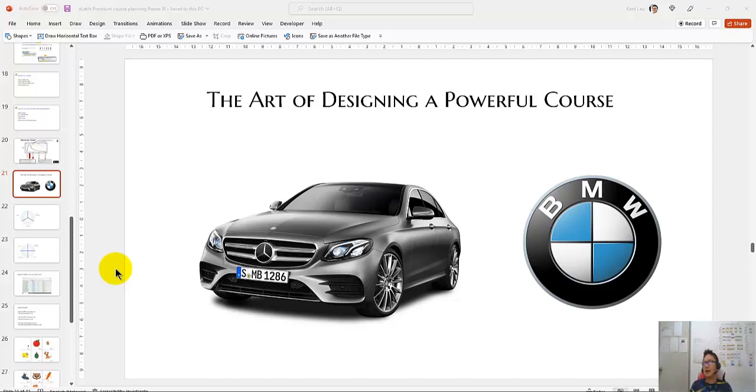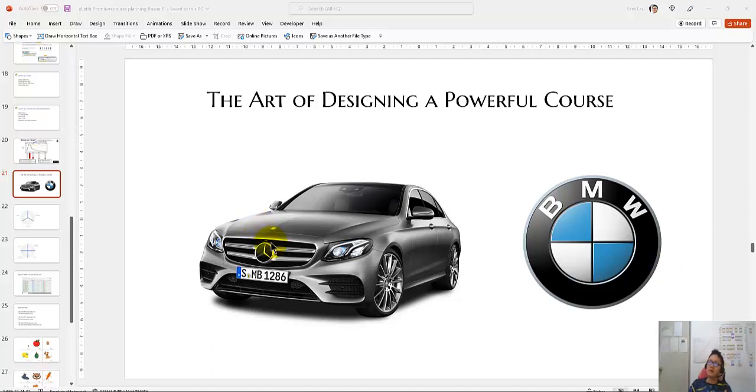How to design a powerful, engaging course professionally. The secret is in this two-car logo. One is the famous Mercedes, the other is BMW. So what do I mean?